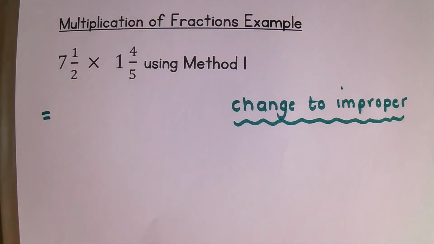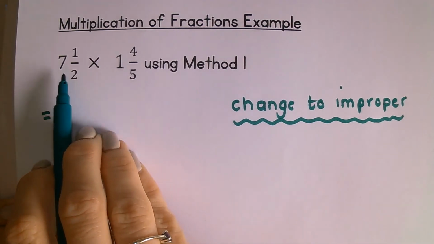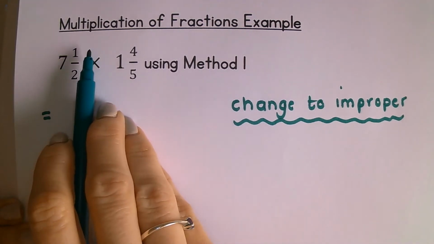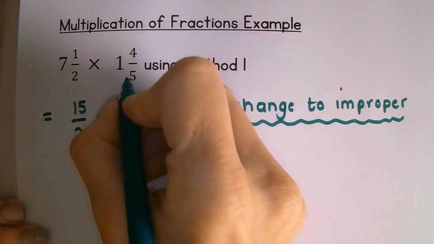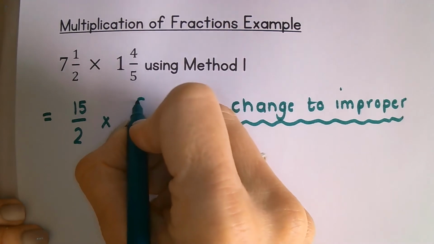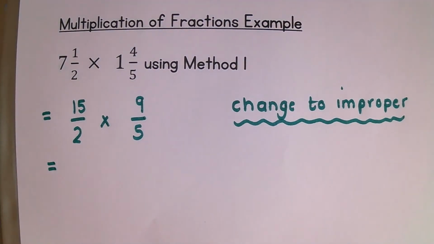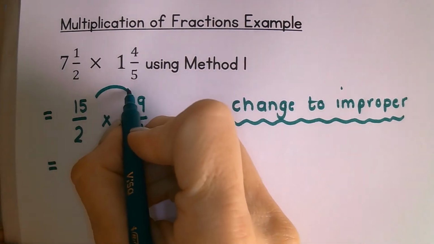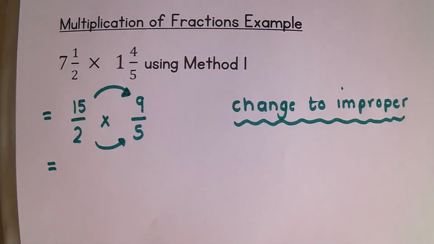So first of all, we've got 7 and a half times 1 and 4 over 5. We're going to make each of these improper. We take 2 times 7 is 14, add the 1, and we get 15 over 2. Then 5 times 1 is 5, plus 4 is 9 over 5. At this point, you are left with 15 over 2 times 9 over 5. When you are multiplying fractions, you need to times top with top, and bottom with bottom. So in this case, you're going to get 15 times 9 and then 2 times 5.